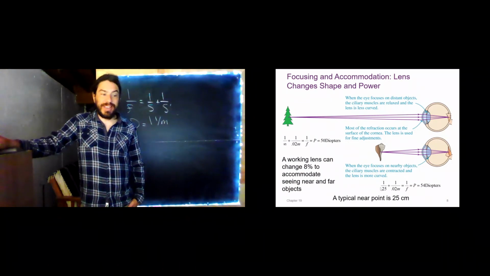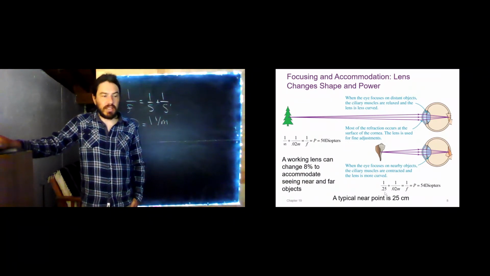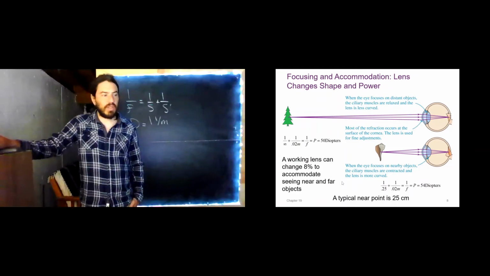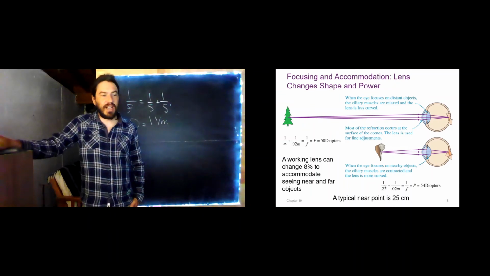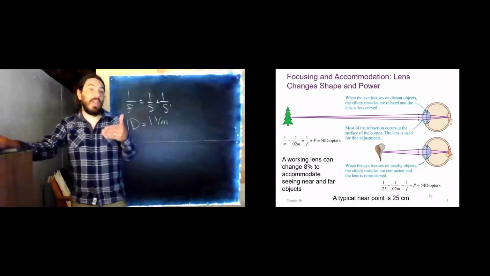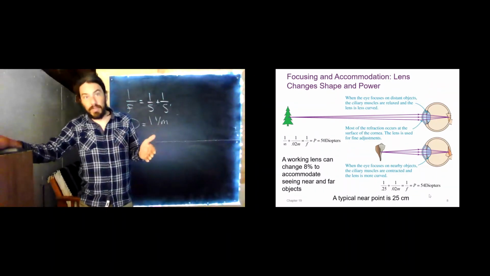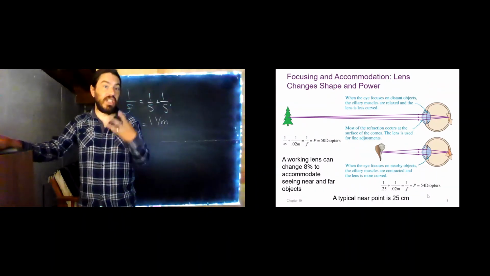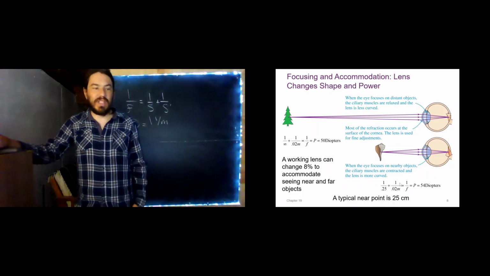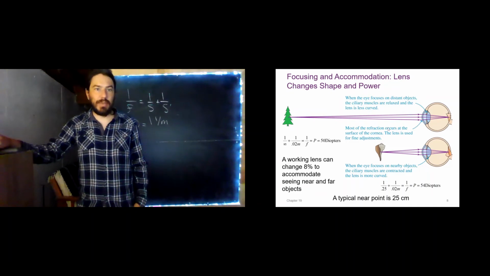Okay, so a typical near point is 25 centimeters. Applying the thin lens equation to that scenario, we want to get as close as we can, 25 centimeters. We want to focus that image on the back of our eyeball, 2 centimeters from our lens, and that gives us a power of about 54 diopters. So there's that 8%, from 50 diopters to 54 diopters. That's what we want a healthy eyeball to be able to do, to change the power of the cornea-lens system from about 50 diopters to about 54 diopters.